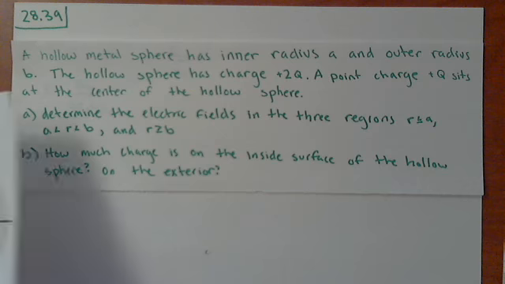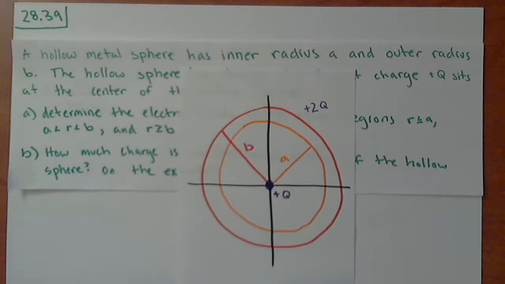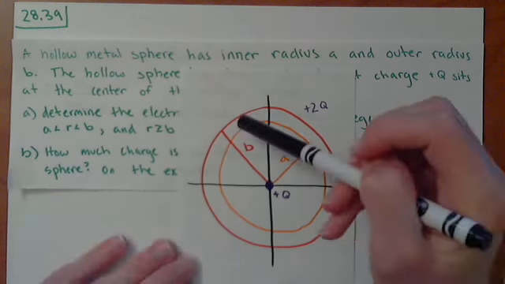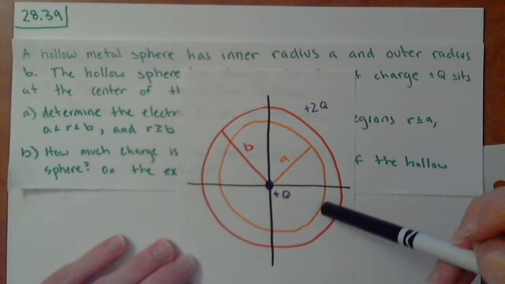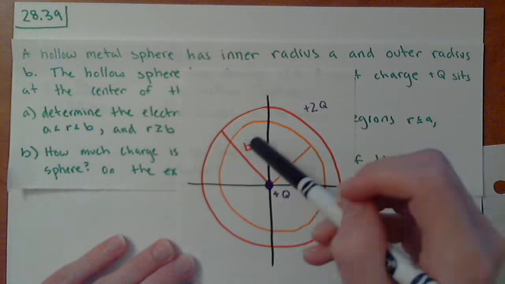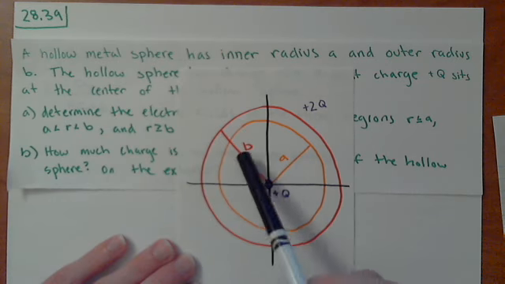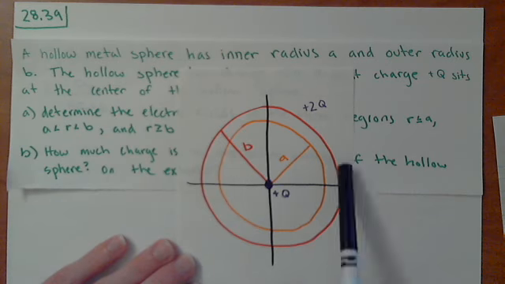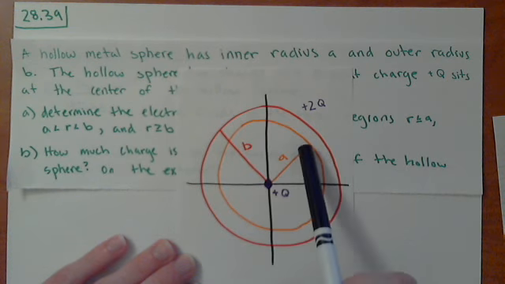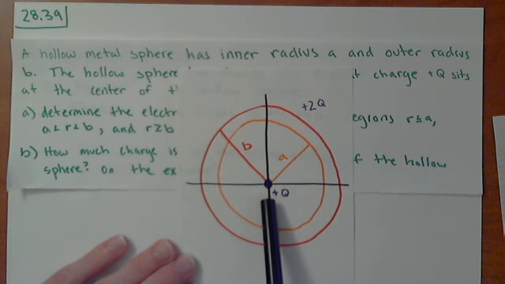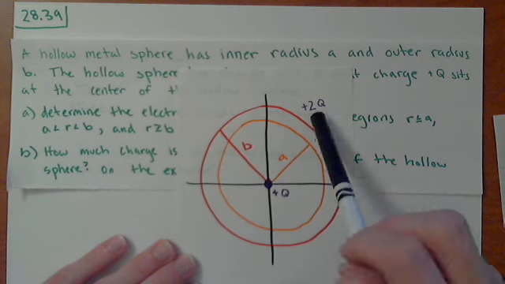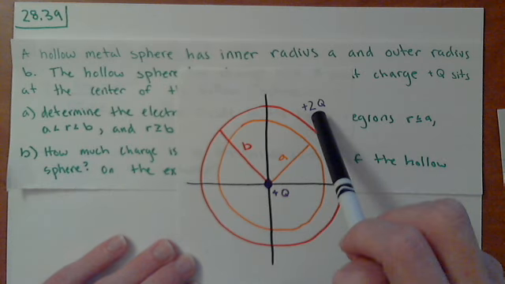Now, I've drawn out the sphere, and you can see that there's a hollow sphere here where this ring right here represents the sphere, and this part inside is hollow. We have the two radii B and A. B is for the outside circle, and A is for the inside circle. We have a point charge in the middle that has positive Q, and the charge outside is positive 2Q.